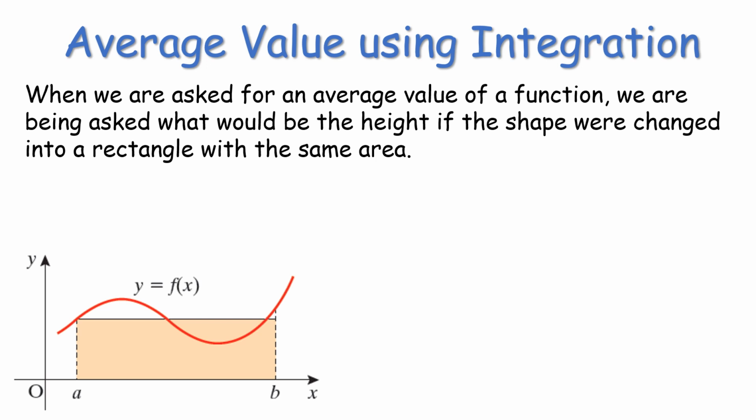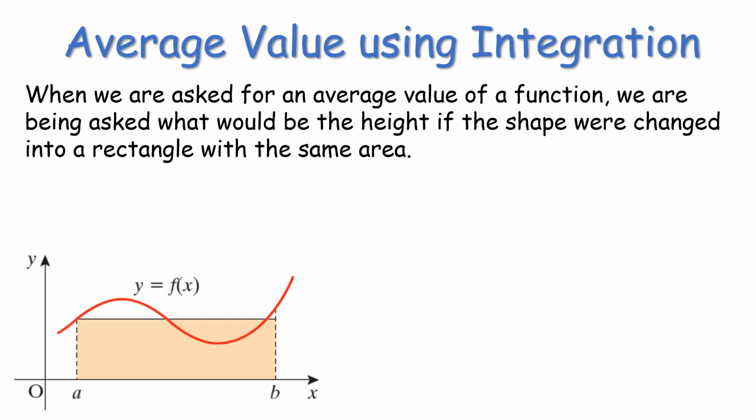What we're being asked for with average value is basically, if we had a constant rather than the curve or the function that we have, what would that constant be? Remember that that constant, in this case, is a horizontal line. So let's look at the little diagram I have here. We have a function f of x, which between a and b is going up and then going back down. But if we were to think of that as a constant shape, the rectangle, what would the height of that rectangle be?